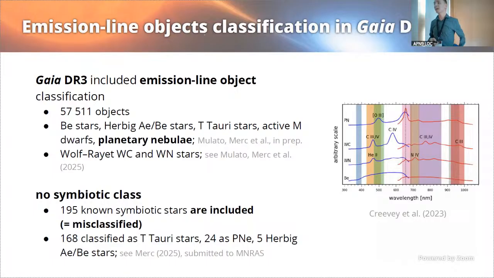And most of them as T Tauri stars, which are young stellar objects, which can have a red continuum and emission lines. So they will look very similar to symbiotic stars in low resolution. 24, especially these D-type symbiotic stars, were misclassified as planetary nebulae. And that's the reason why the title was "When a PN isn't a PN", because there are a lot of PNe in the Gaia DR3 sample that are not PNe. And 5 were more massive AeBe stars, but they're all misclassified.